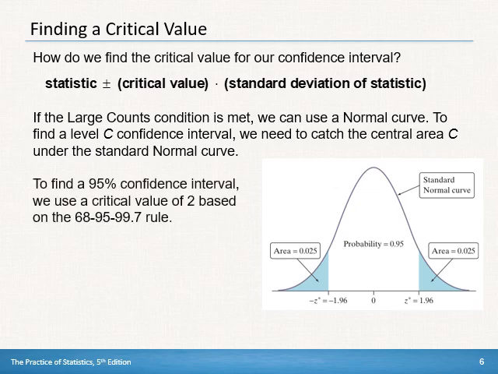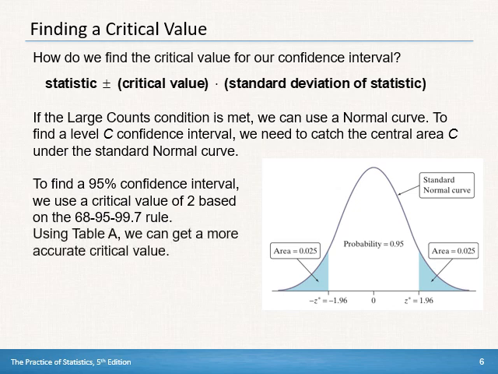Now, back when we were using the empirical rule, a 95% confidence meant that we were plus or minus 2 standard deviations. So that would have given us a z-value of 2. But in reality, the z table, or table A, gives us a little bit more accurate result.